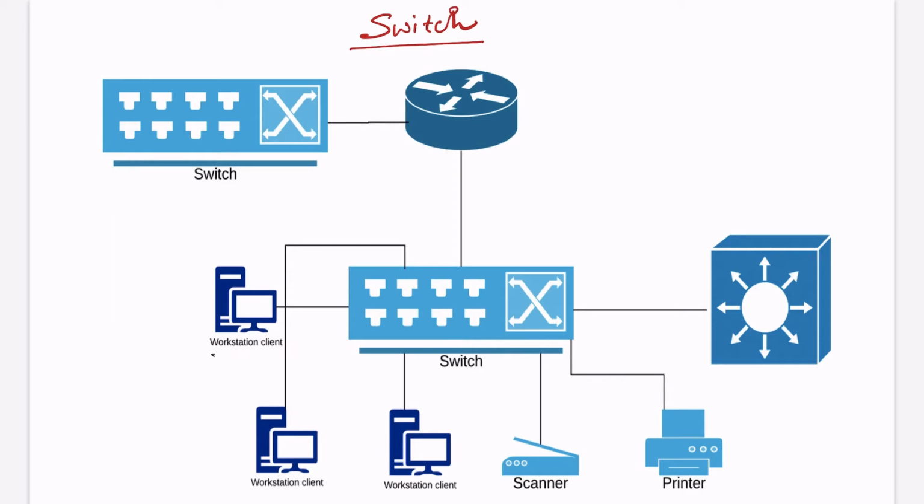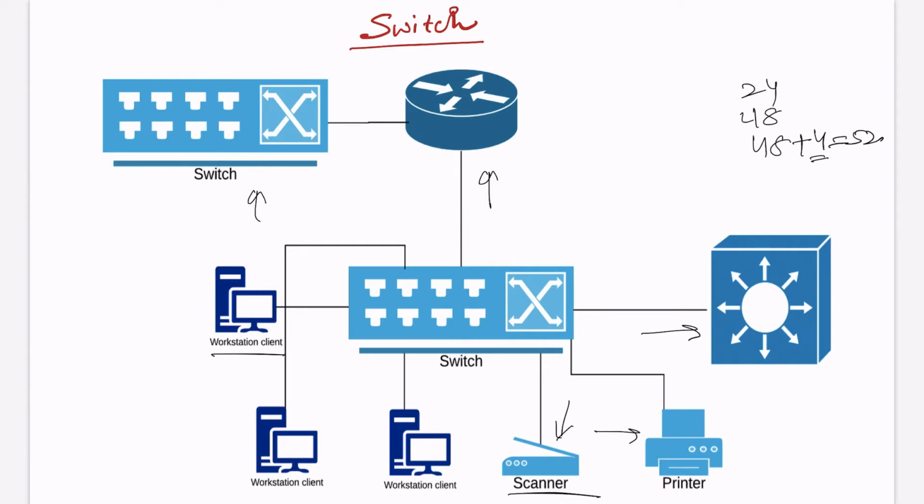Like workstation can be connected, scanner can be connected, printer can be connected, layer 3 switch, layer 2 switch, router, server, IDS, IPS, load balancer, firewall, any type of device. In most of the cases, you will see 24 port switches, 48 ports, or 48 plus 4 ports, that is 52 ports. Means 4 will be high bandwidth ports.